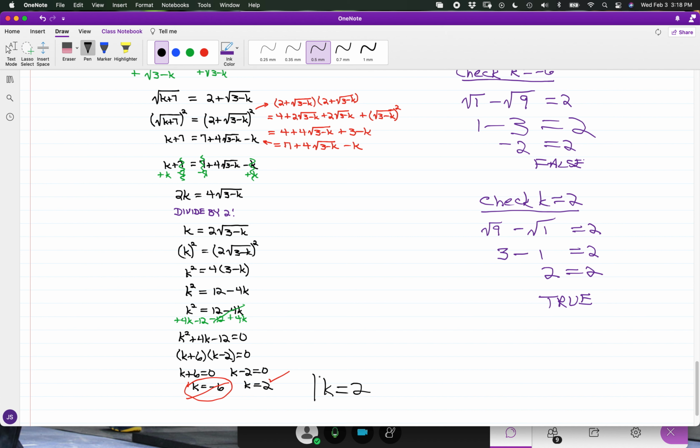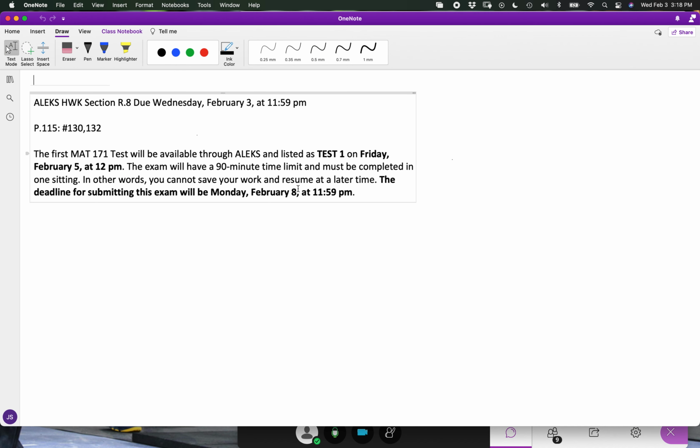Just some items to be looking into. Again, you have the section R8 homework due this evening. Along with the rest of the set, with the absolute value, be looking into numbers 130 and 132. And again, test 1 will be made available Friday at 12 p.m. It must be completed in one sitting with a 90-minute time limit, and the deadline for completing will be Monday, February the 8th at 11:59 p.m. If anybody has questions, I will stick around. Otherwise, we'll pick up next time tomorrow.